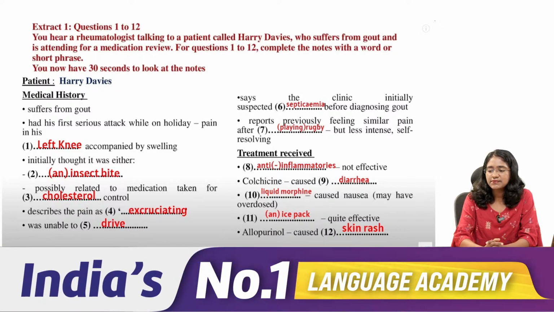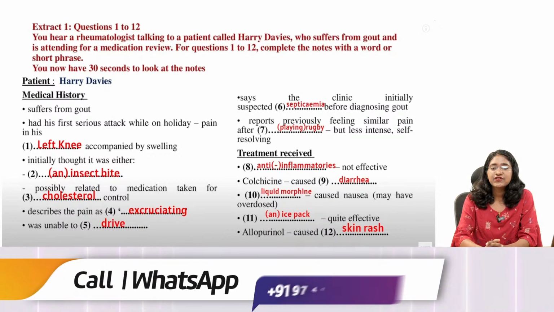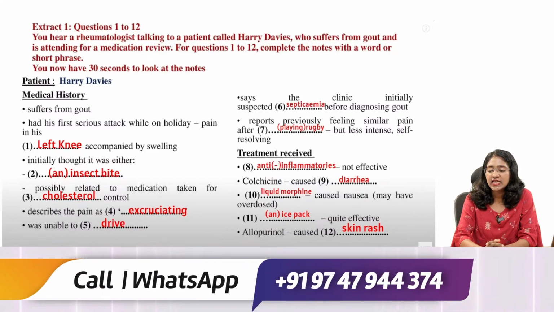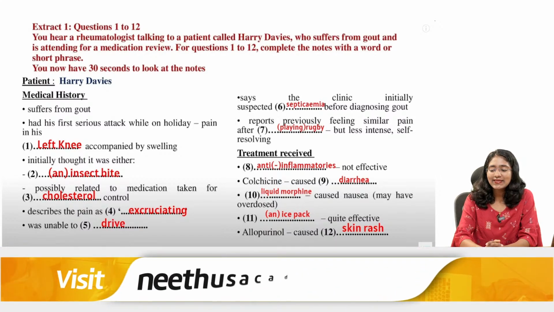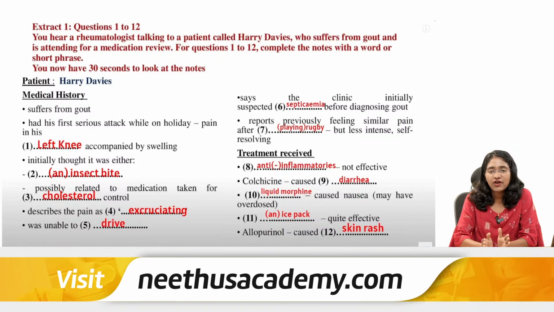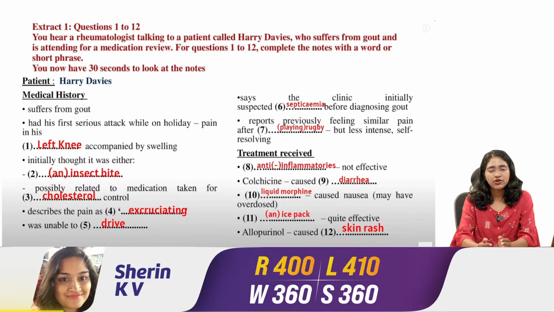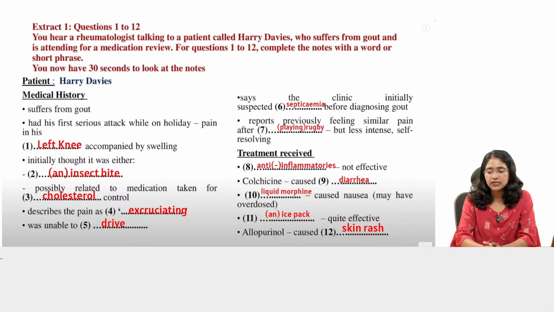Patient Harry Davis, medical history, suffers from gout, had his first serious attack while on holiday. Pain in his left knee. Answer for the first question is left knee, accompanied by swelling. Initially thought it was either an insect bite or insect bite. If I've put something in brackets, that means that's optional. So if you write an insect bite, your answer is right. If you write insect bite, then also your answer is right.